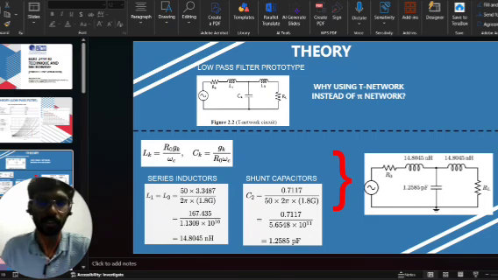Okay, and this slide shows the normalized low pass filter prototype, and we selected the T network topology instead of the pi network because it provides lower insertion loss and better performance when implemented using the distributed microstrip transmission line. The prototype consists of alternating series inductors and shunt capacitors. As we can see here, the calculation for the series inductors and shunt capacitors. From the Chebyshev prototype table, the values obtained are G1 equals 3.3487, G2 0.7117, G3 is 3.3487, and G4 is 1. So we just need to substitute all of these into the given formulas.